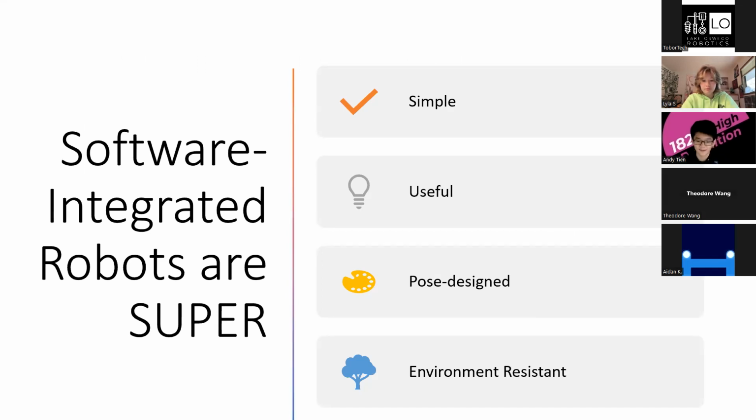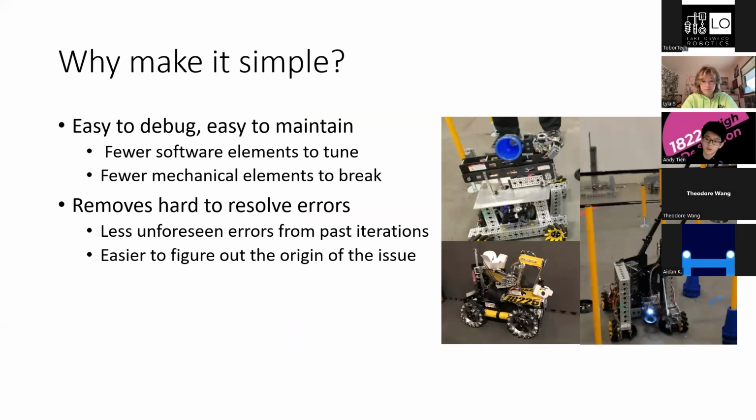Software integrated robots are simple, useful, pose designed, and environmentally resistant. Although these robots may end up looking a lot more complicated, these are the core design principles that we've decided to stick to in our team while we're considering all these designs. And I'll go into detail about why each of these aspects matters. So let's first start off with simple, which I believe is arguably the most important aspect of robot design.